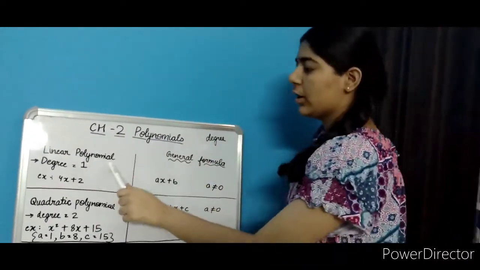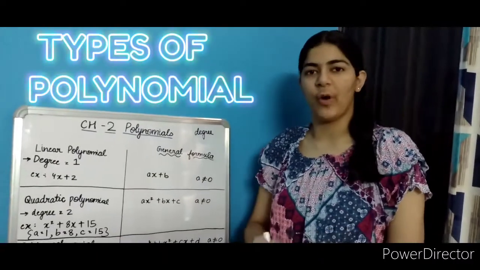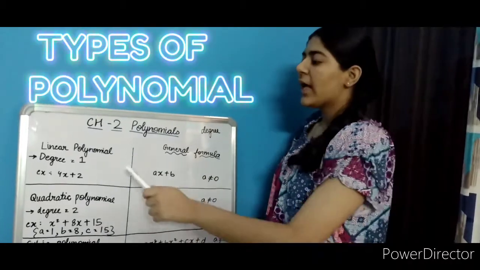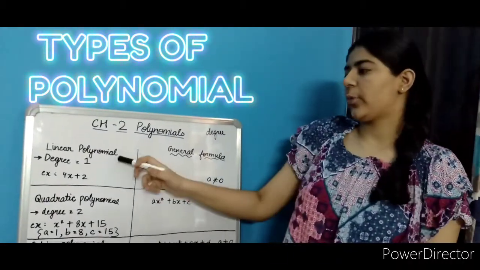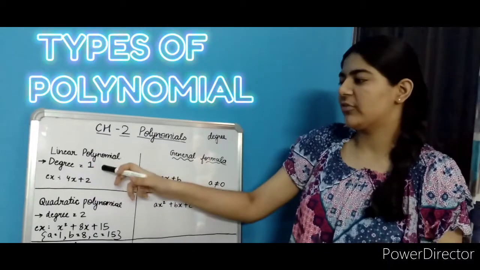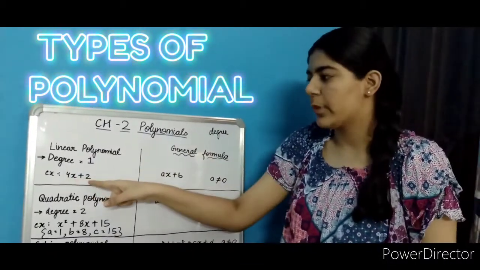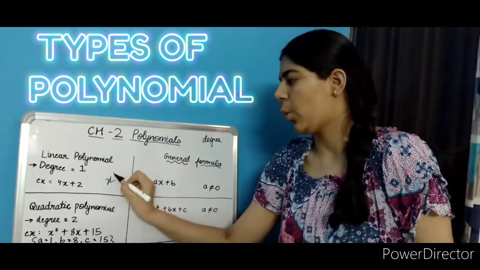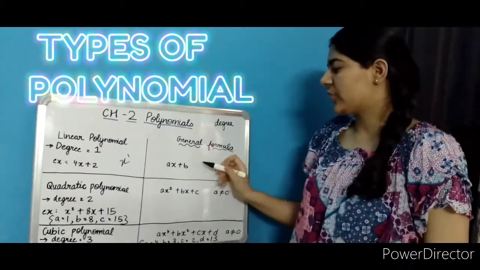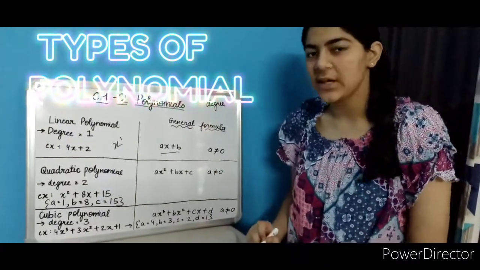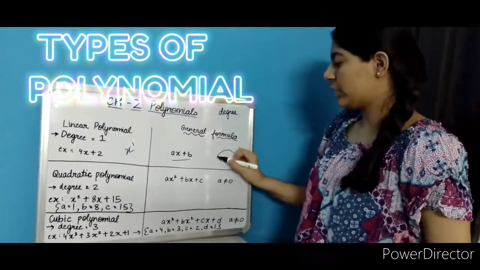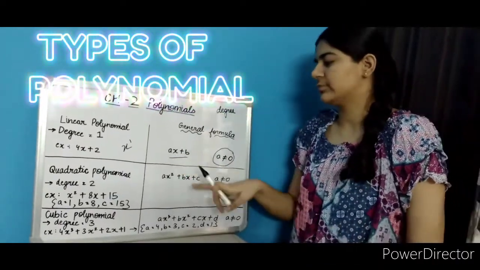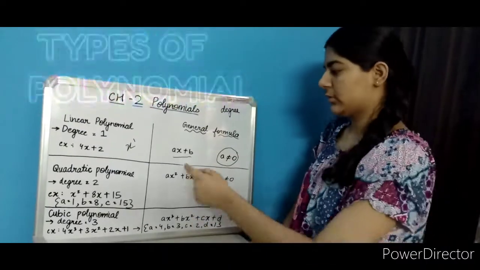Now let's start the types of polynomial which you have learned in class 9th also. Linear polynomial. Linear polynomial has degree 1. Let's take the example 4x plus 2. So here x has a degree 1. Its general formula is ax plus b, and here note that a is not equal to 0, because if a is 0 then x has no power.